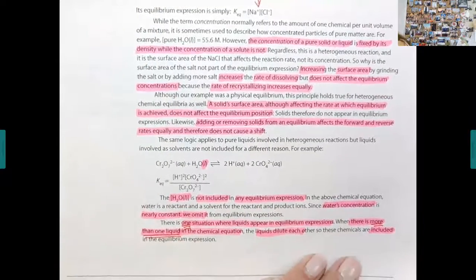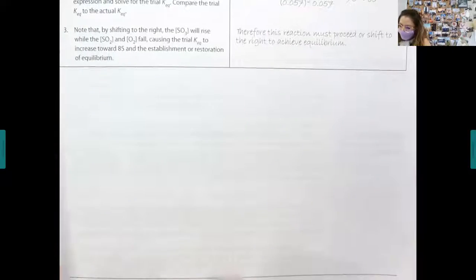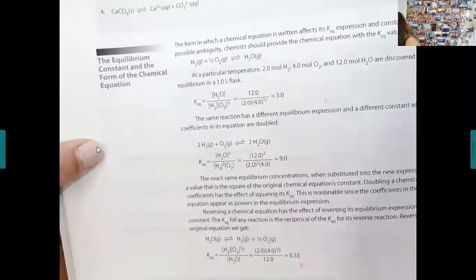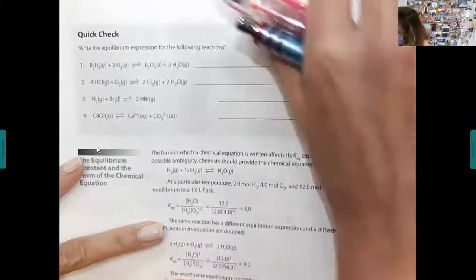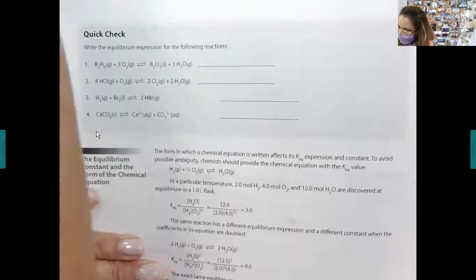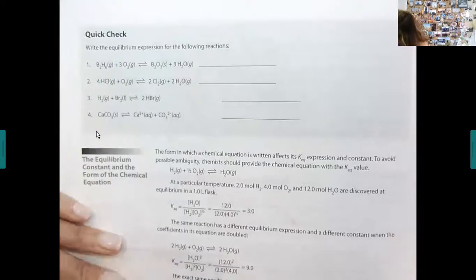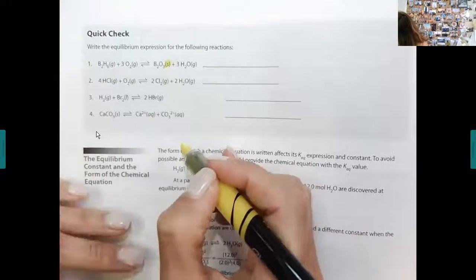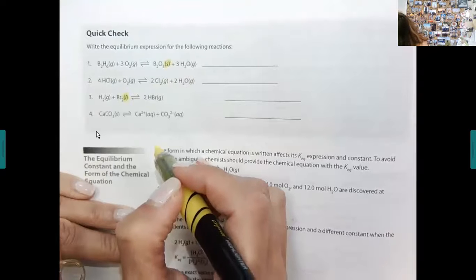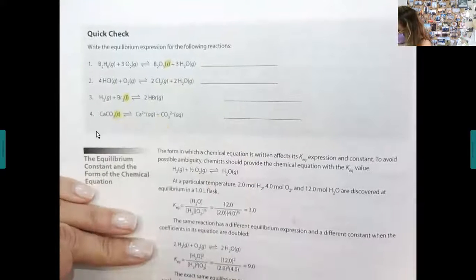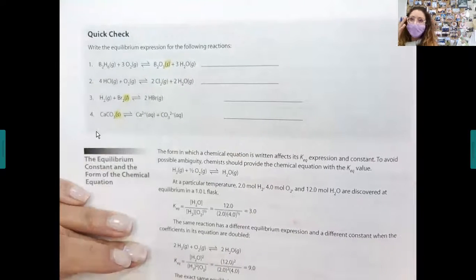Okay, let's go to the next page, and let's take a look at the quick check here. Write the equilibrium expression for the following reactions. Right off the bat, that solid is out, this liquid is out, and this solid is out.